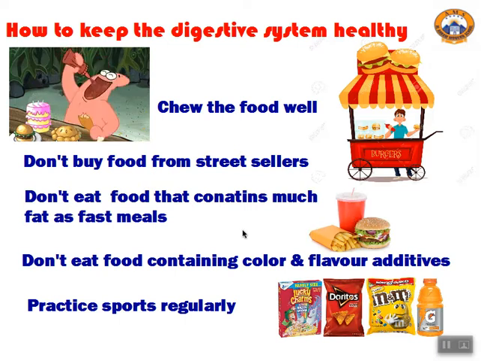Also, we should not eat food that contains much fat, like the junk food or the fast meals. Okay? Try to avoid the food containing color and flavor additives. Additives are substances that we add to the food to give it a good taste and nice colors. And finally, practice sports regularly to keep your body healthy.